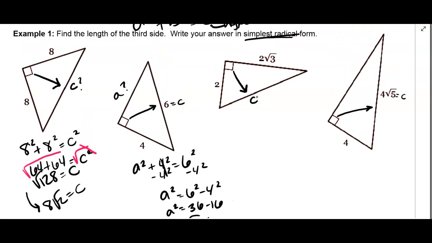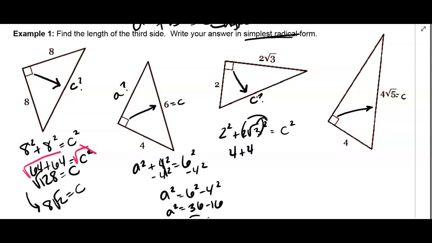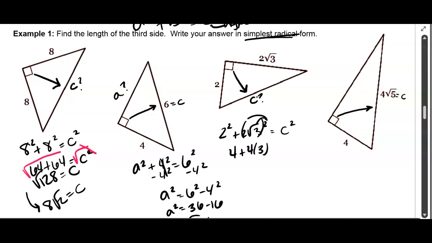So in this case, I have a, I have b, I don't know c. So I'm going to use my a squared plus b squared: 2 squared plus the square root of 3 squared. I'm going to put parentheses, because there's a lot going on here, equals c squared. So first off, 2 squared is 4, plus, now, the square root of 3 squared. This square gets distributed. I'm going to do 2 squared is 4, so that's going to be 4. The square root of 3 squared is just 3. Squares and square roots cancel out.